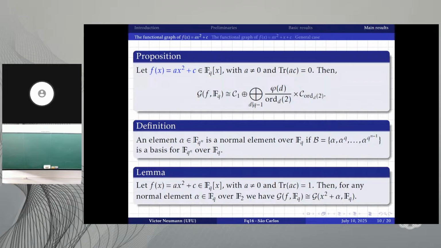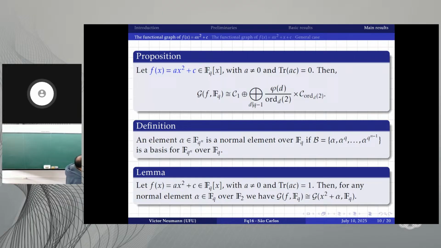The new result is if the trace of AC is 0, then in fact this quadratic polynomial, of the graph of this quadratic polynomial, is the graph of the square matrix, and the graph of the square matrix is well known.